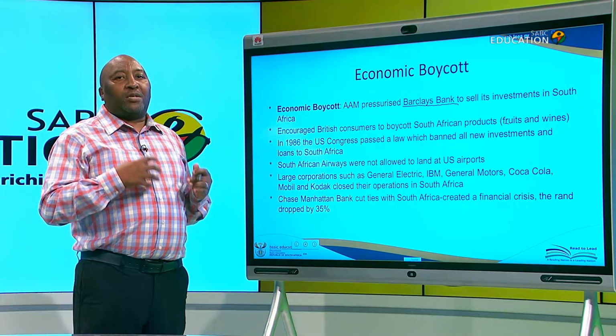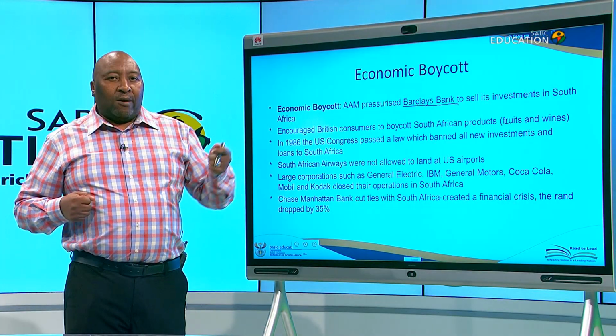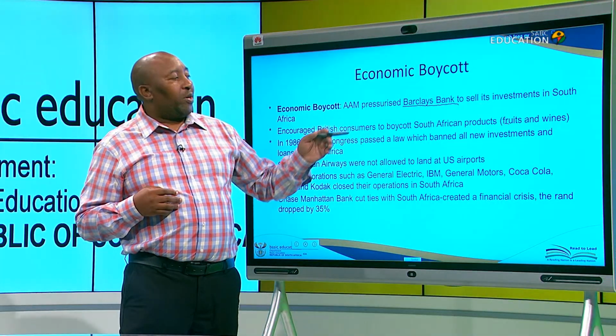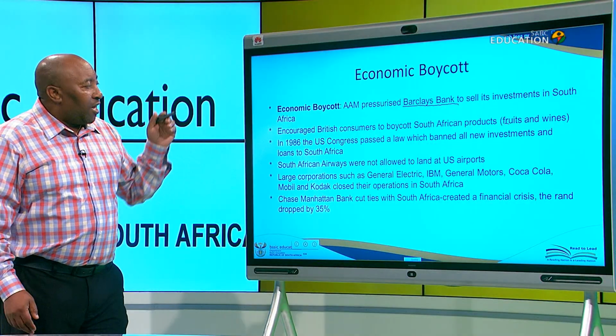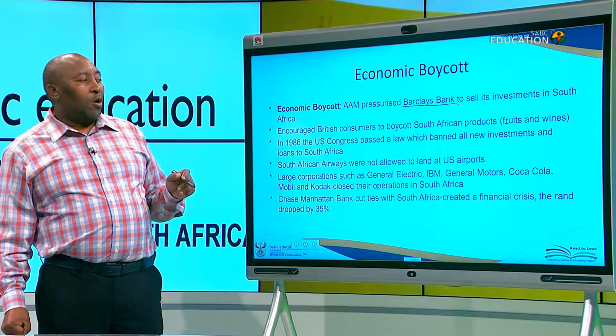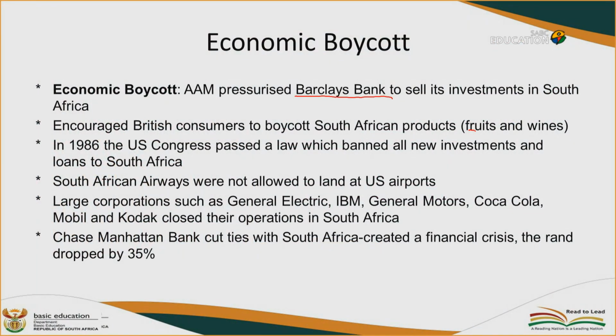That is one thing, which means South Africa could not trade with Britain on any form of products, such as fruits and wine. And in 1986, the United States Congress passed a law in which they banned all new investments and all loans to South Africa. South Africa no longer had any form of investment, any form of loans, any form of import, and any form of export. What does that mean? It means now South Africa was slowly being isolated and its structure was getting weaker and weaker.